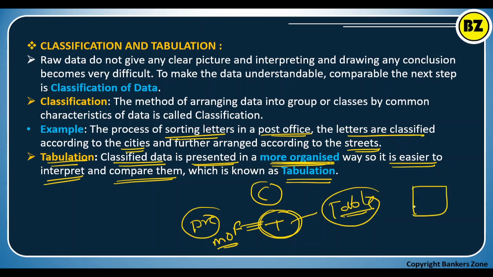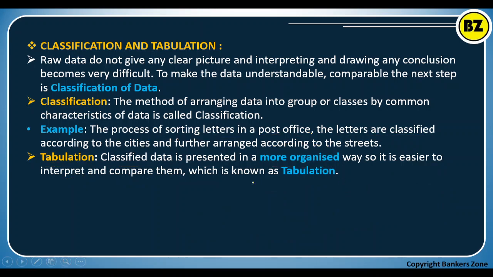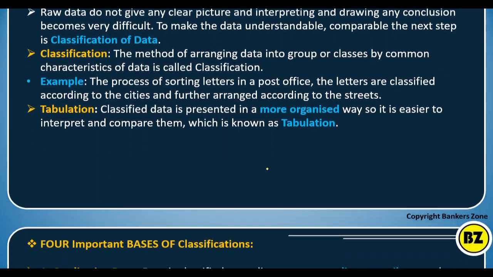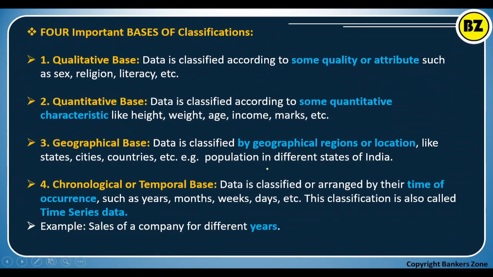Obviously, if you prepare some table, it will be organized. So the words table and tabulation are, you can say, in the same sense. Tabulation means arranging the data so that it will be more organized. So very easy. Classification means classify the data, tabulation means arrange it in a more organized way. Now there are four important bases of classification.